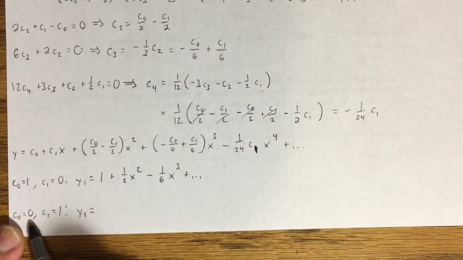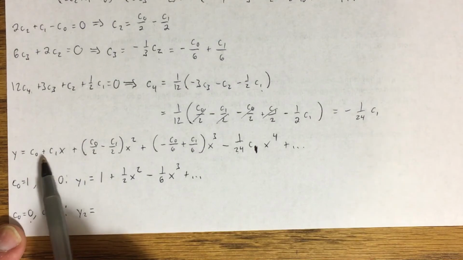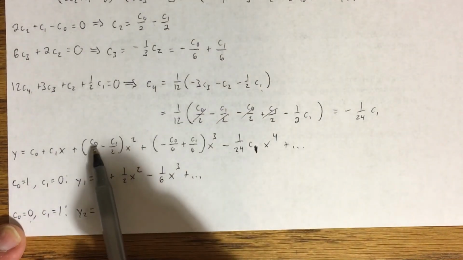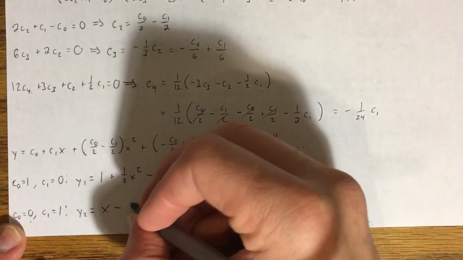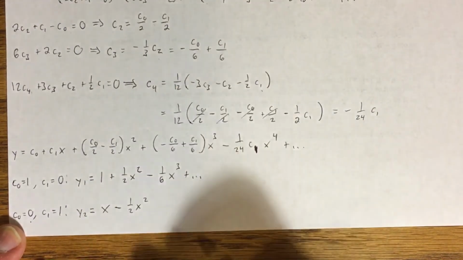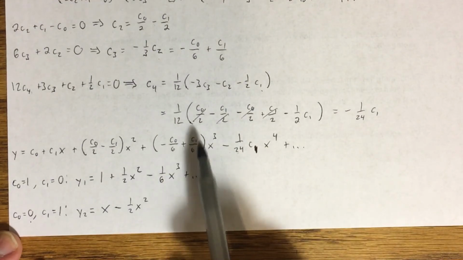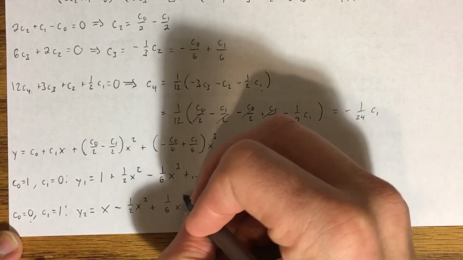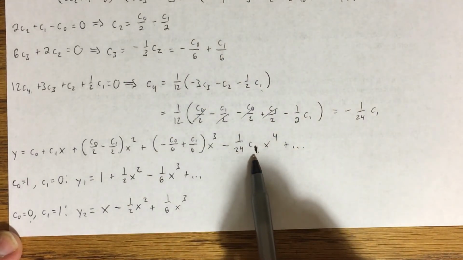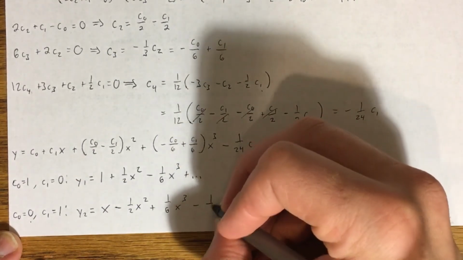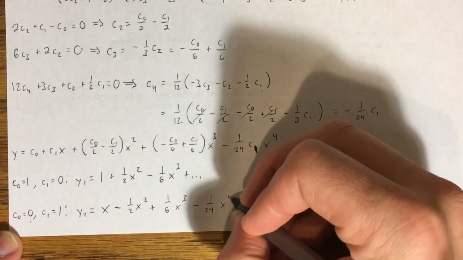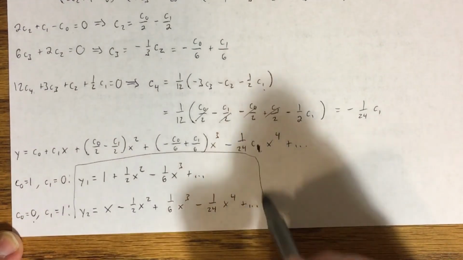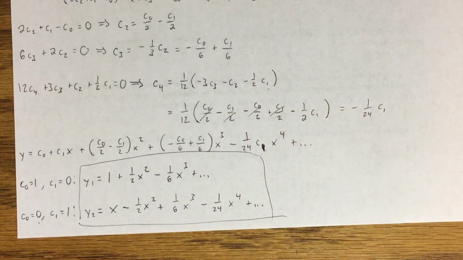Now we set C0 equal to 0 and C1 equal to 1 to get y2. So if C0 is equal to 0, I lose my constant term. If C1 is equal to 1, my first term becomes just x. And then here, 0 minus 1 half is minus 1 half x squared. Plugging a 0 in here and a 1 here, I get 1/6 x cubed, so plus 1/6 x cubed. Over here, C1 is equal to 1, and so this becomes minus 1/24 x to the 4th, and then that's all I have, so I can just say plus dot dot dot, okay? Those are my two solutions.